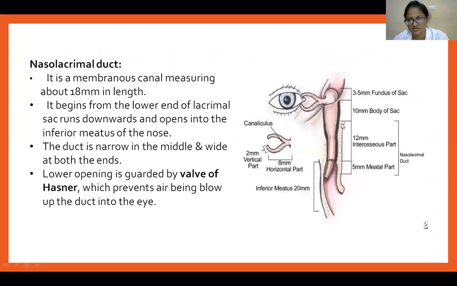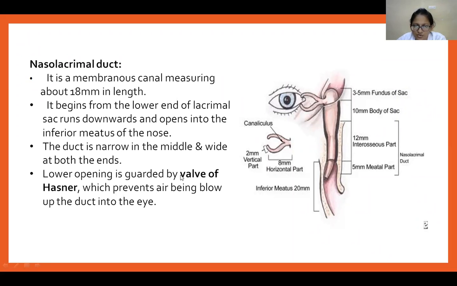Next, the nasolacrimal duct. It is a membranous canal, measuring nearly 18 millimeters in length. It begins from the lower end of the lacrimal sac, runs downwards and opens into the inferior meatus of the nose. The duct is narrow in the middle and wide at the upper and lower ends.